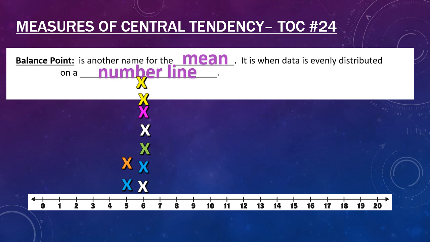Now, I can't move my X's anymore because once I start moving them this way, I'm just going to keep trading them back and forth. So I look at this and I say, okay, my balance point will be between 5 and 6. But because the majority of my X's are on 6, I know that my balance point is going to be closer to 6. So I would say my balance point's probably going to be in between 5.75 and 6. But you can do the actual math to find out what it is exactly.